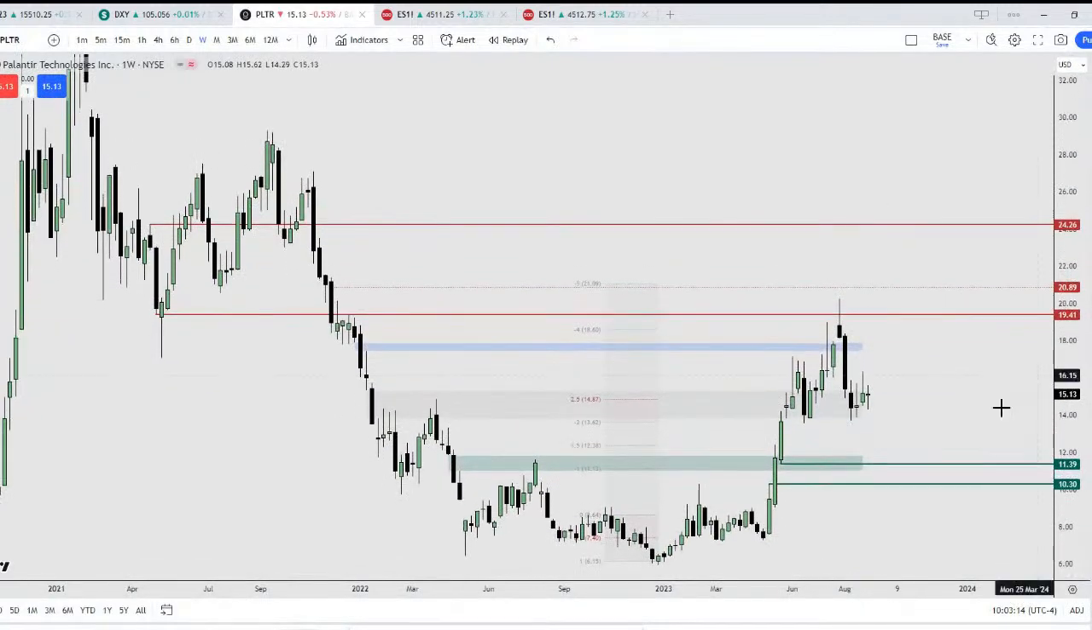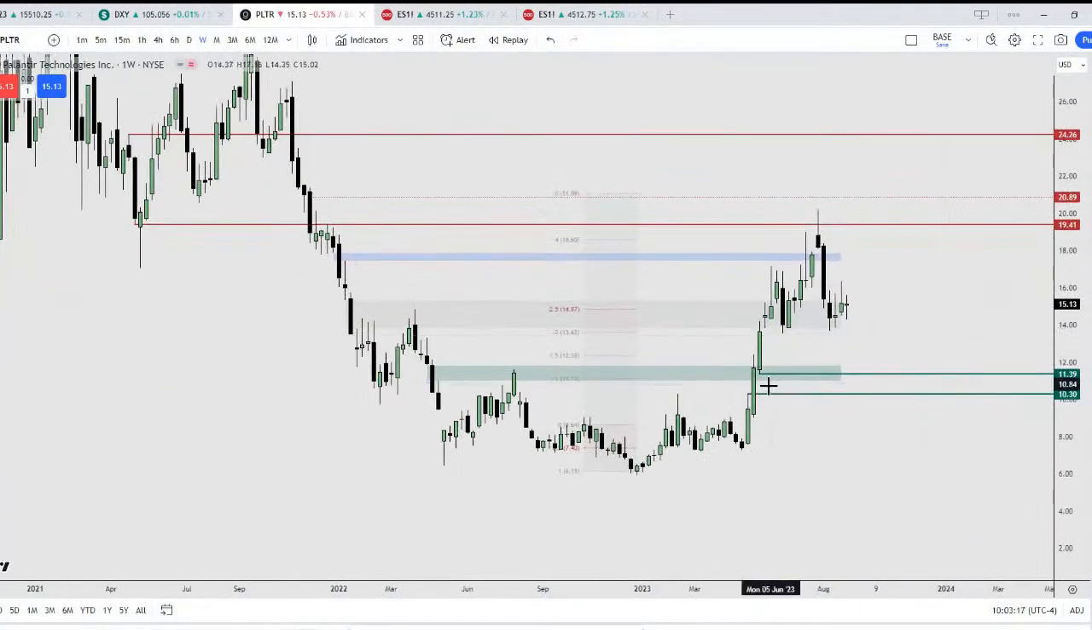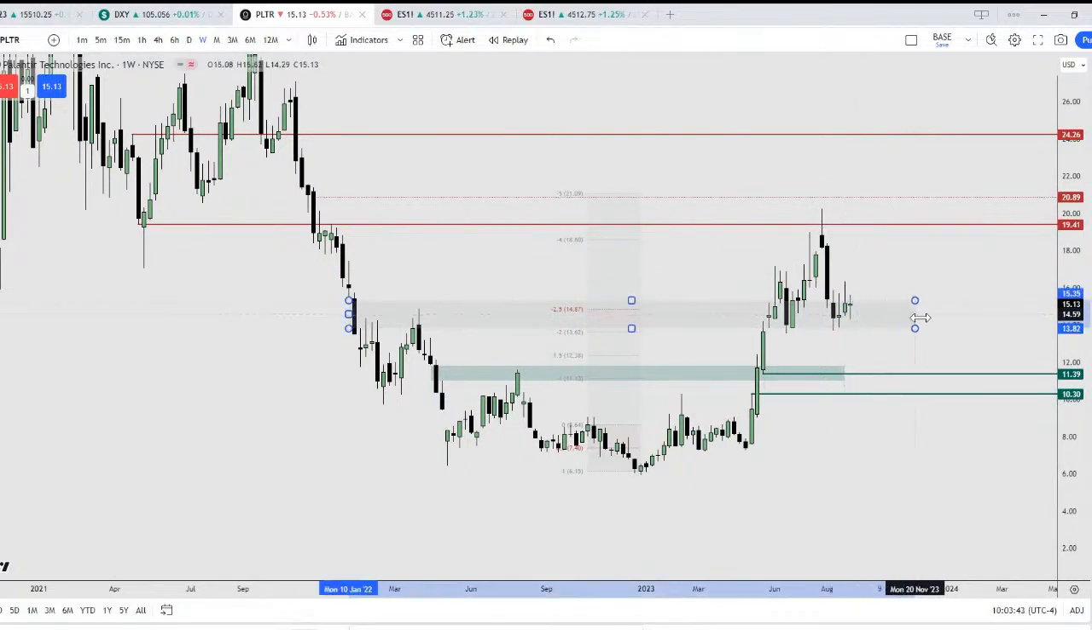Palantir. Okay. So for Palantir, I would much prefer another sweep of the lows here. We have relative equal lows, right? Another sweep down would be perfect, and then we can rally. So far, nothing much yet for Palantir. Okay, I'm just going to keep this all the way to 2024 and this as well.